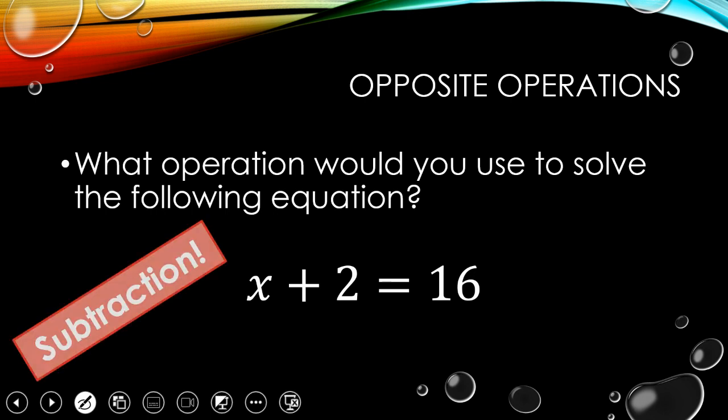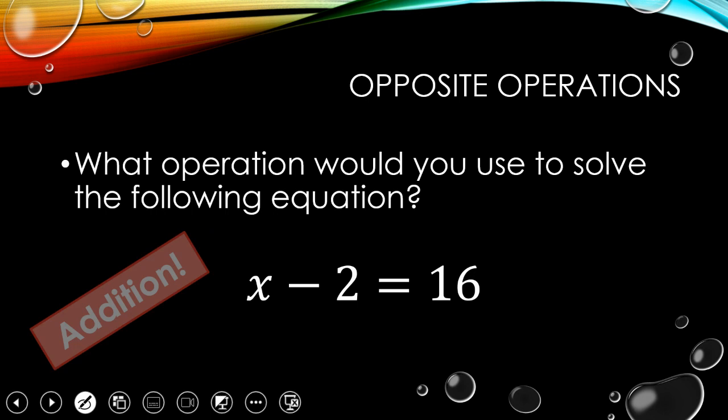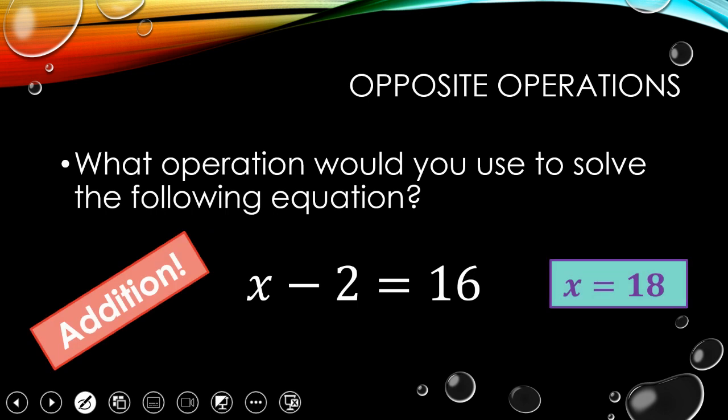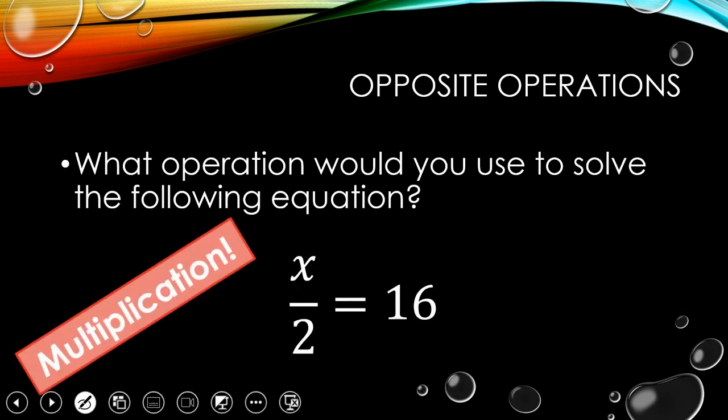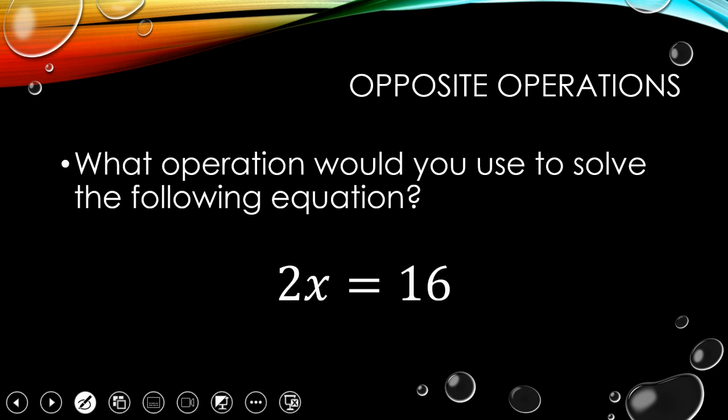You would subtract 2, right? You would add 2. You would multiply by 2. These are all things we learned first semester. Divide by 2. So the opposite of squaring a number is to take the square root.